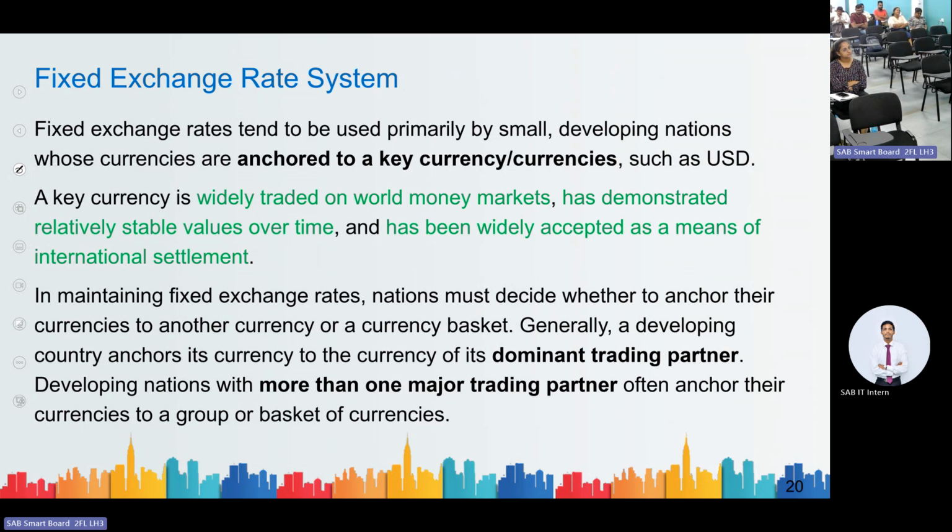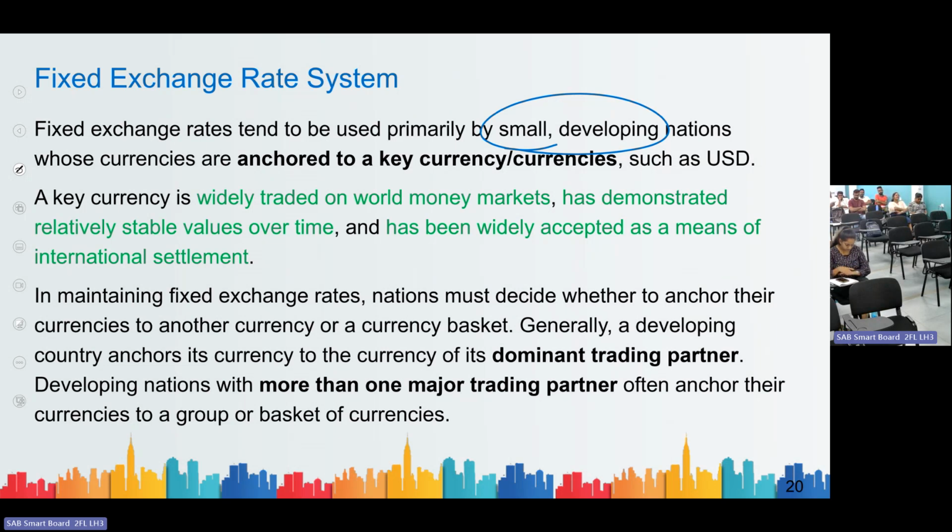Fixed exchange rate system. Here, particularly small developing nations which don't have strong currencies, like Sri Lanka and some others, have currencies that are not strong. If a currency is about to collapse, can you remember there were rumors that the Sri Lankan government was going to peg the LKR to the Indian rupee? Can you remember such news going around in the media during the crisis? So that is what happens when the currency of a small developing nation is weakening and collapsing.